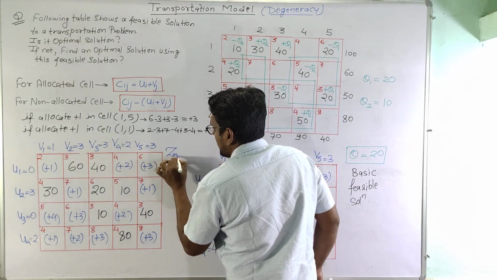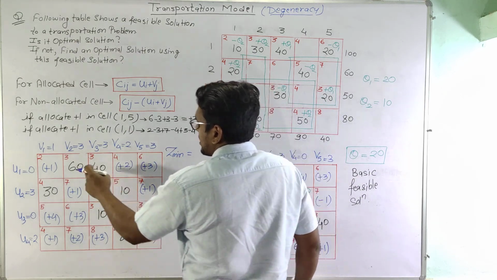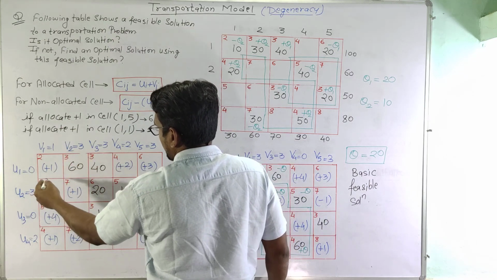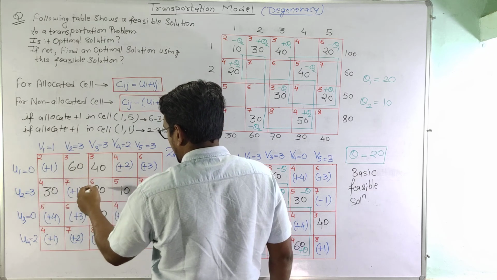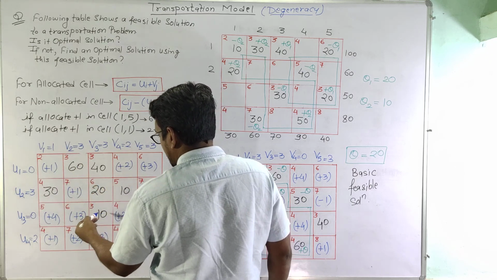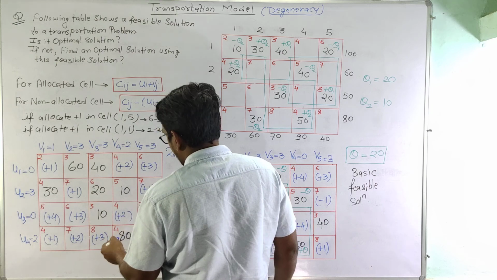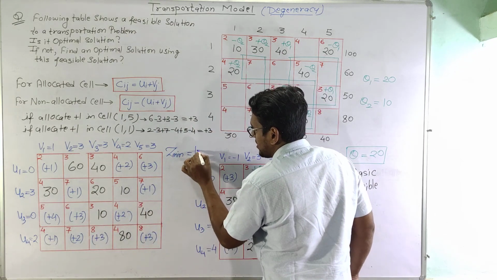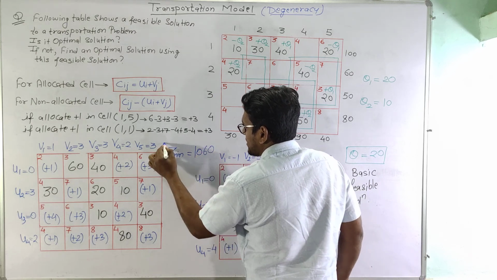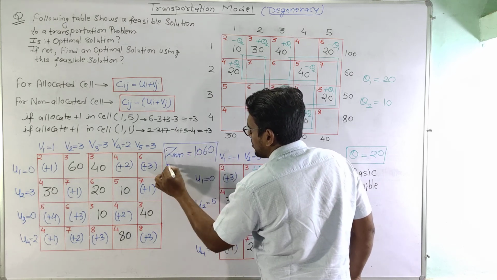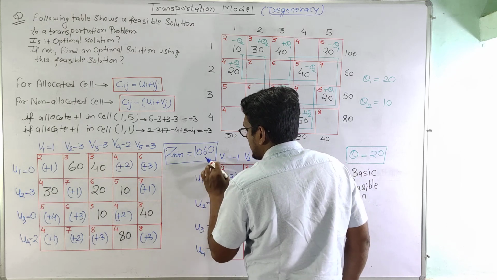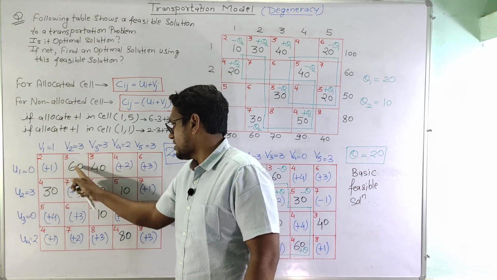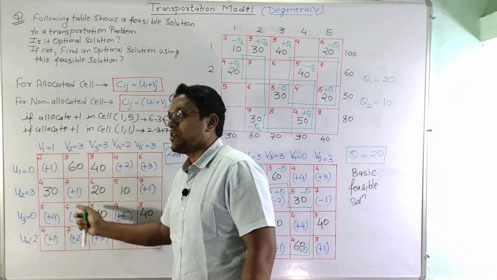So Z minimum is coming as 3 into 16, 180 plus 120 plus 120 plus 120 plus 50 plus 30 plus 120 plus 320. So if we calculate all these, we will get the value of Z as 1060, and this will be the minimum value of Z. That means Z can be minimum for this value, and for this, these are the optimal allocations.